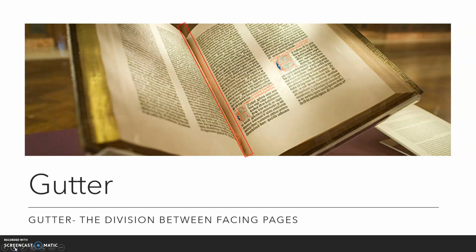And then the gutter. The gutter is the division between the facing pages. And also with a yearbook, you could not put something in the gutter. If I had a big group picture of the senior class and I put it in the yearbook, it would always go in, but in the gutter it would cave in. So some people's faces you couldn't see. That's why we never really did that, because it just ended up bad.